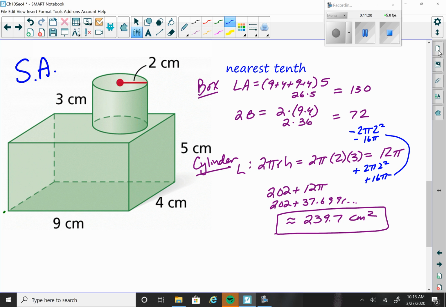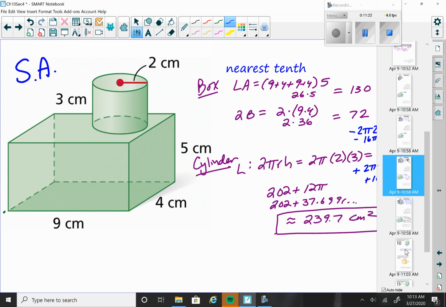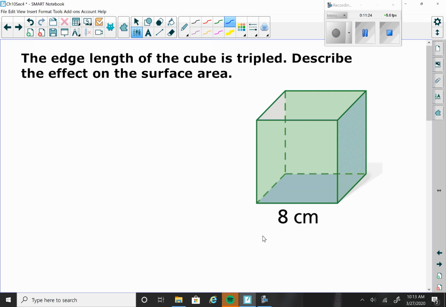My last part of this unit, last problem, says the edge length of the cube is tripled. Describe the effect on the surface area. So we're going to find the surface area of the cube, and then if we triple the side length, what happens? So again, for my cube, I know it's 6 times the side length, which is 8 squared. So again, plug that in your calculator. You got a total surface area of 384 for this cube.